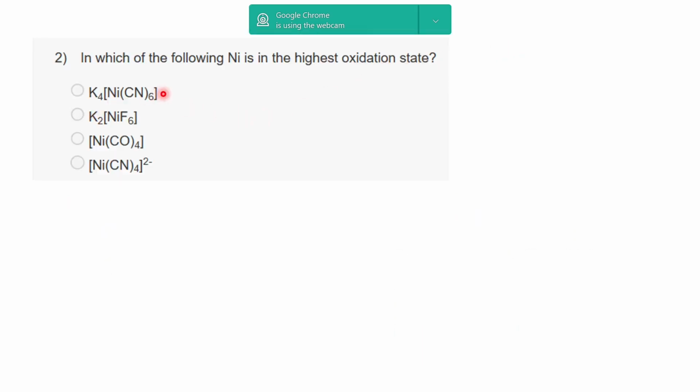So this is a pretty straightforward question. In which of the following is nickel in the highest oxidation state? You have to calculate the oxidation state for each, and you should tell me which one has the highest oxidation state. I'll just give you a couple of minutes. You have to put it in the chat box.